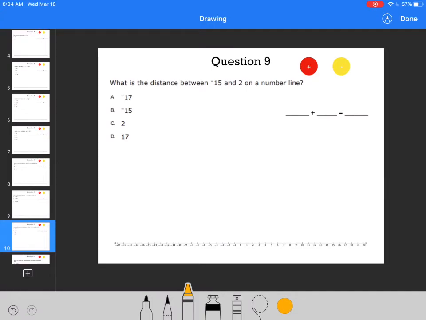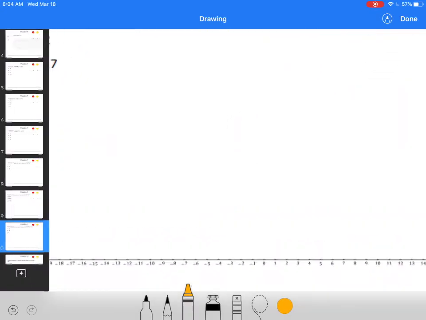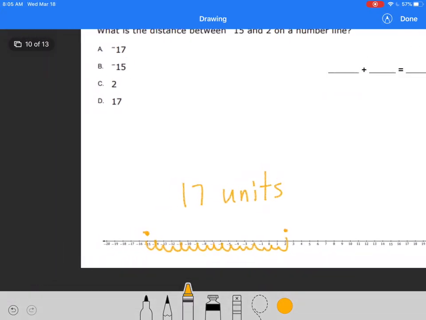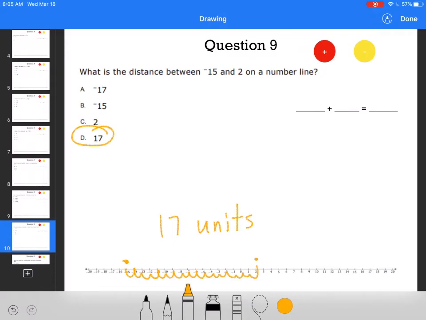All right, same thing. What is the distance between -15 and +2 on the number line? So I'm at -15, and I'm trying to get to +2. I'm counting the jumps. 1, 2, 3, 4, 5, 6, 7, 8, 9, 10, 11, 12, 13, 14, 15, 16, 17. 17 units. Now I've said all along that distance is always positive. So it's going to be a +17, not a -17, because distance is movement, so you're moving forward.